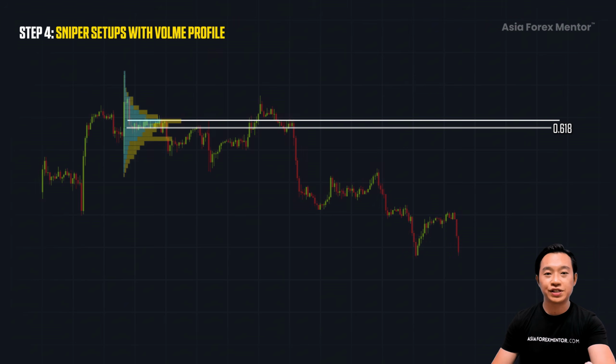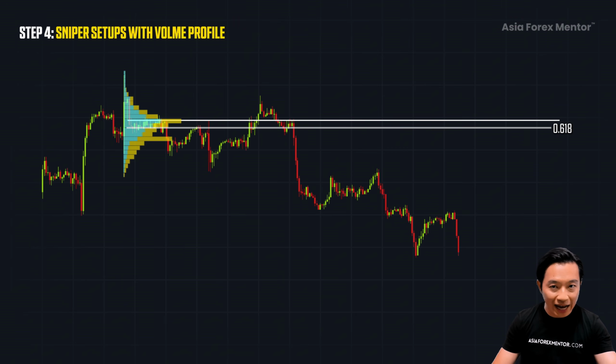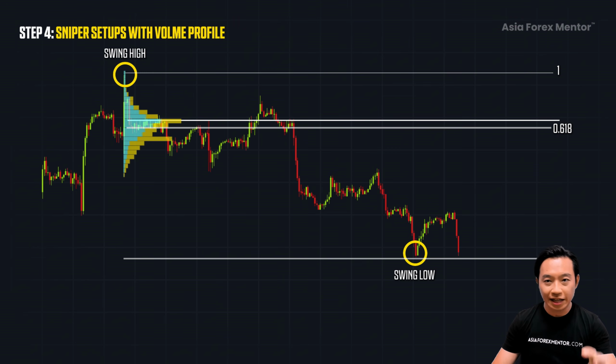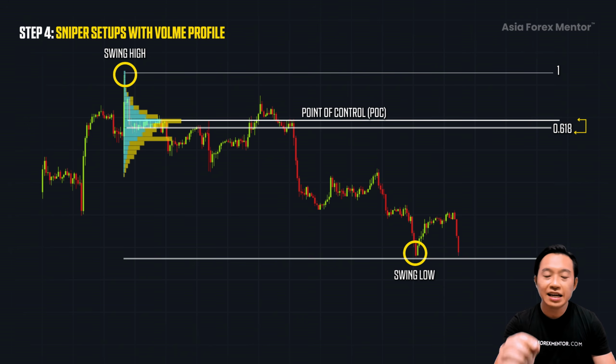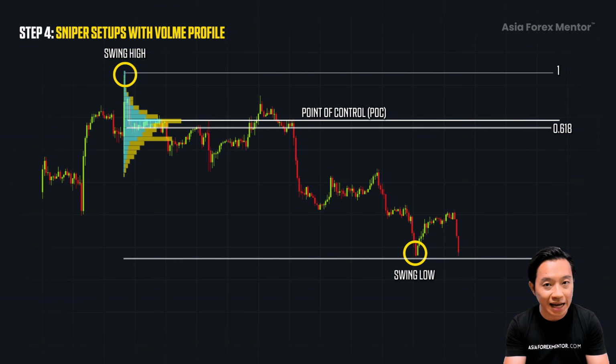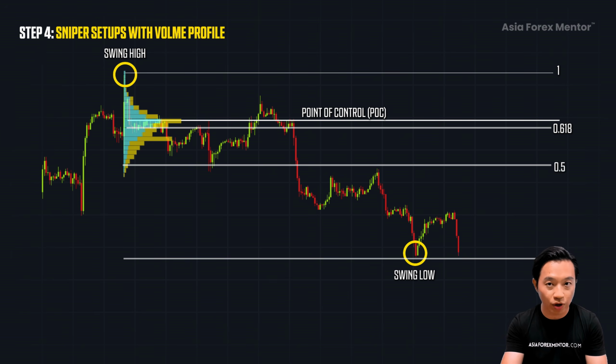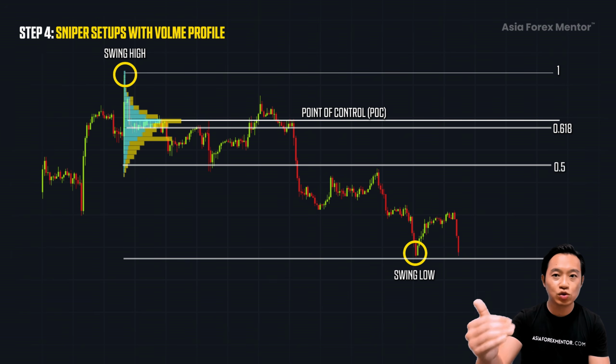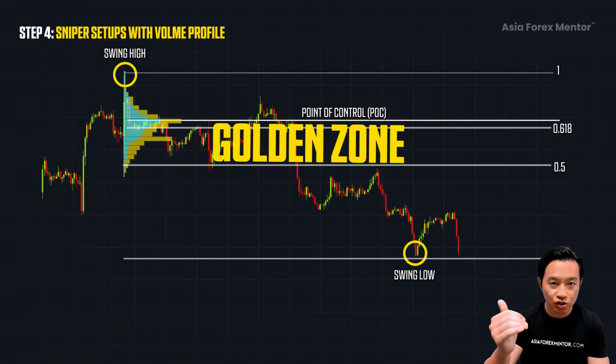Now here's what it looks like in action. We select the swing high, and we select the swing low that is relevant to our current price. Then we notice that the POC aligns with, in this case, the 61.8% of the Fibonacci retracement. Obviously, it can also be other important levels like the 50% as well. This is where traders will consider those as the golden zone.